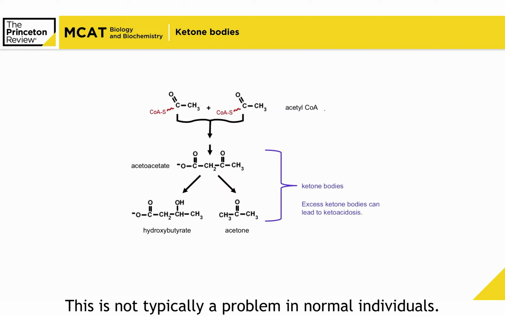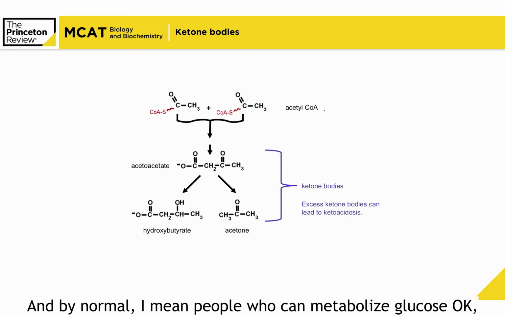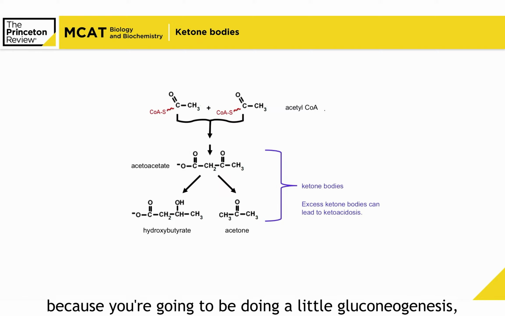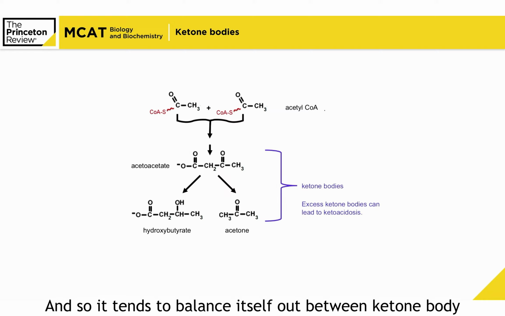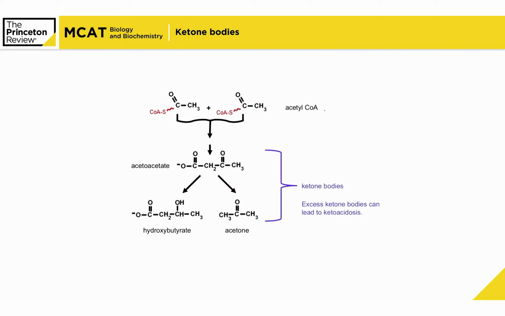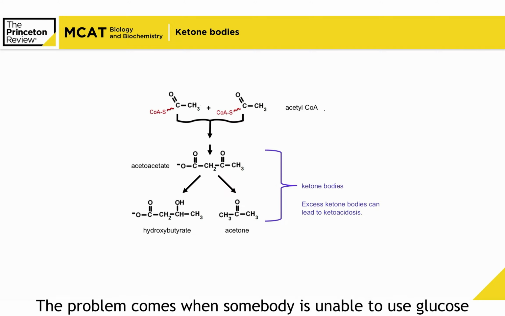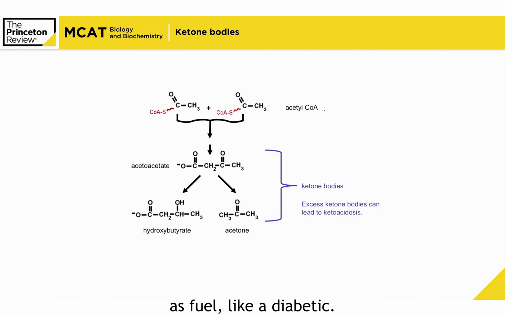This is not typically a problem in normal individuals. And by normal, I mean people who can metabolize glucose, because you're going to be doing a little gluconeogenesis, and so some glucose will be out there. And so it tends to balance itself out between ketone body formation and glucose levels, and both of those can be used as fuel. The problem comes when somebody is unable to use glucose as fuel, like a diabetic.